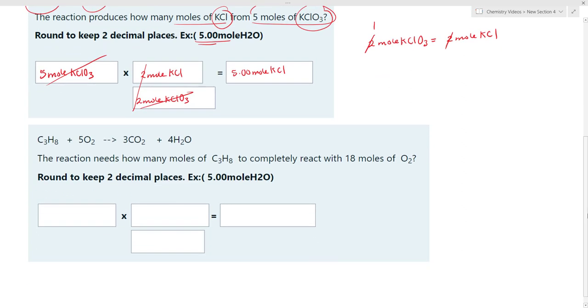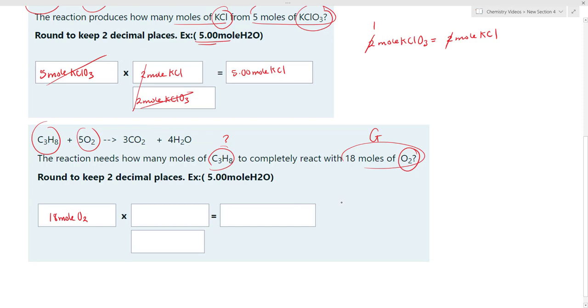Now let's try another one. In this case, look at this problem. It looks complicated, but it's extremely easy. The reaction needs how many moles of C3H8 to completely react with 18 moles of O2. So again, our given is right here. This is what we're looking for. So we can start with our given, 18 moles of O2. Now let's determine a conversion factor. We're only looking for O2 and C3H8, so circle it. Notice how I don't really care about the other substances in the balanced chemical equation. That's why it's important to read the problem.